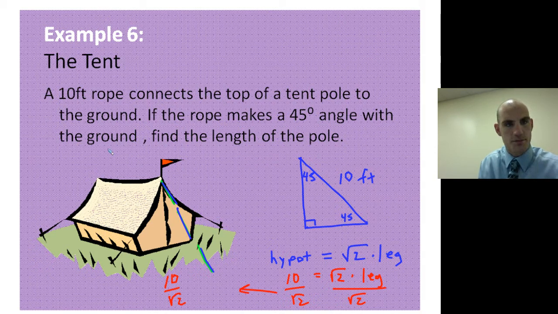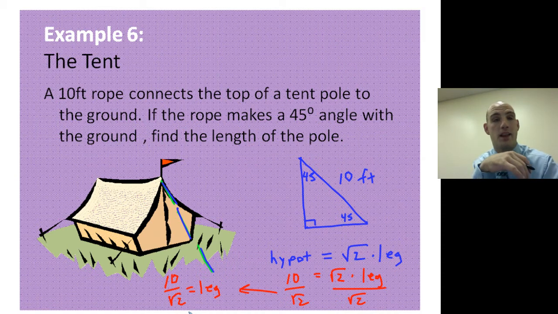is equal to the leg. So you could go ahead and put that in a decimal form if you would like. But that's basically how special right triangles work.